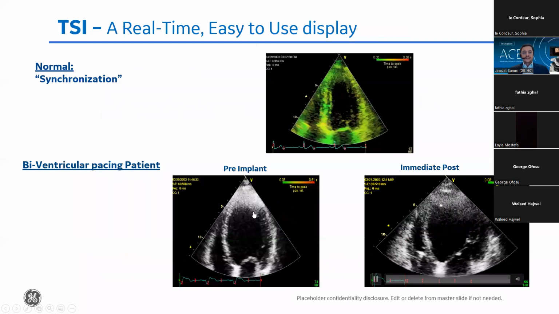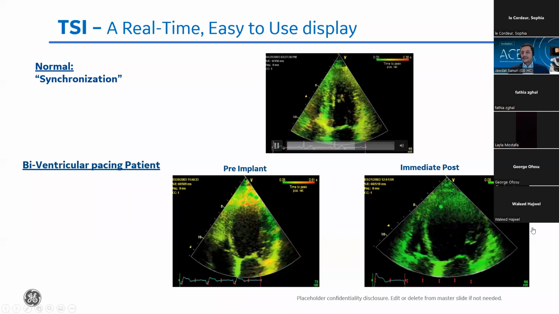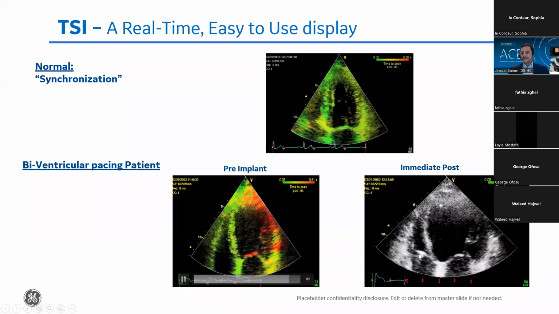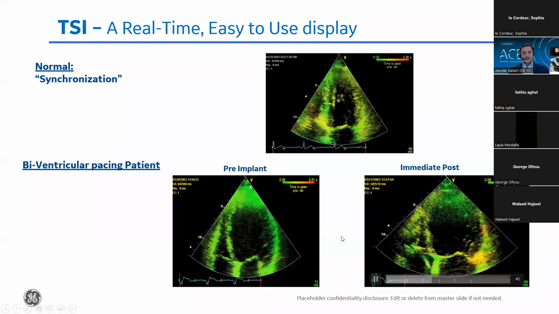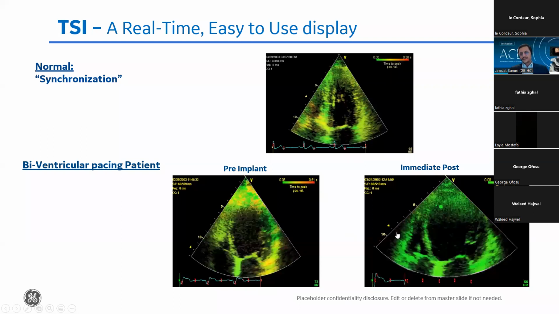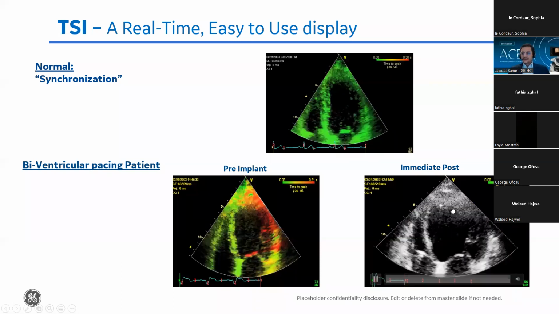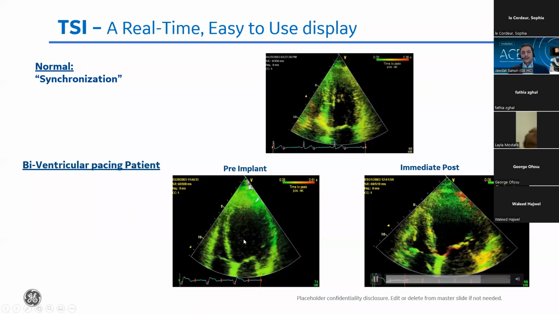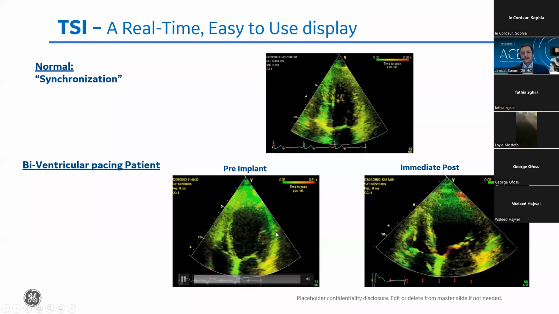So this is again an example of a live image of tissue synchronization imaging for a normal patient. And this is a dyssynchronous patient, and this is actually the same patient immediately post pacemaker implant. You can even see the leads across here. Not sure if this is the same patient, but anyway, this is showing post-implant. So you can see here now the timing is more uniform compared to the one on the left, where the timing is still with a huge difference in time.